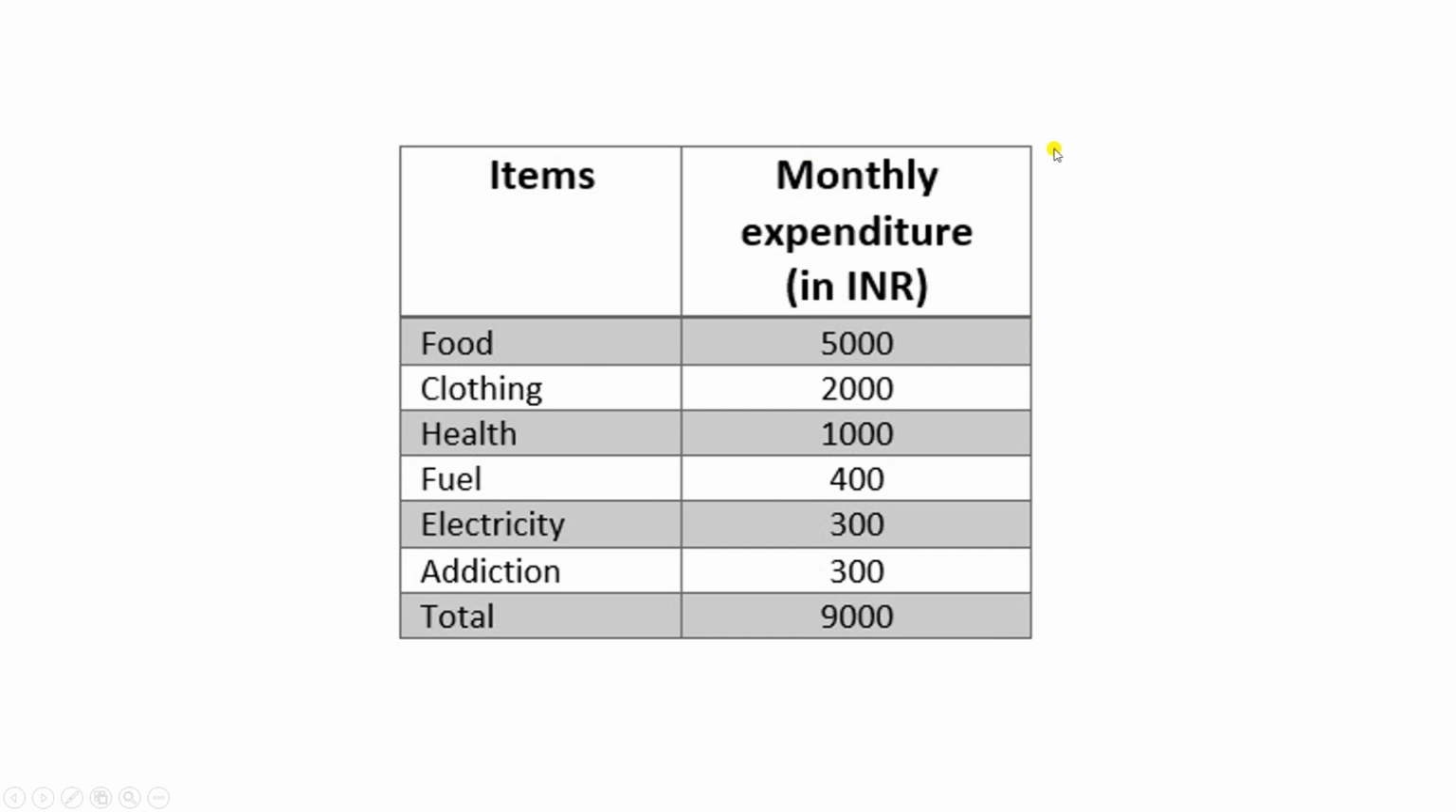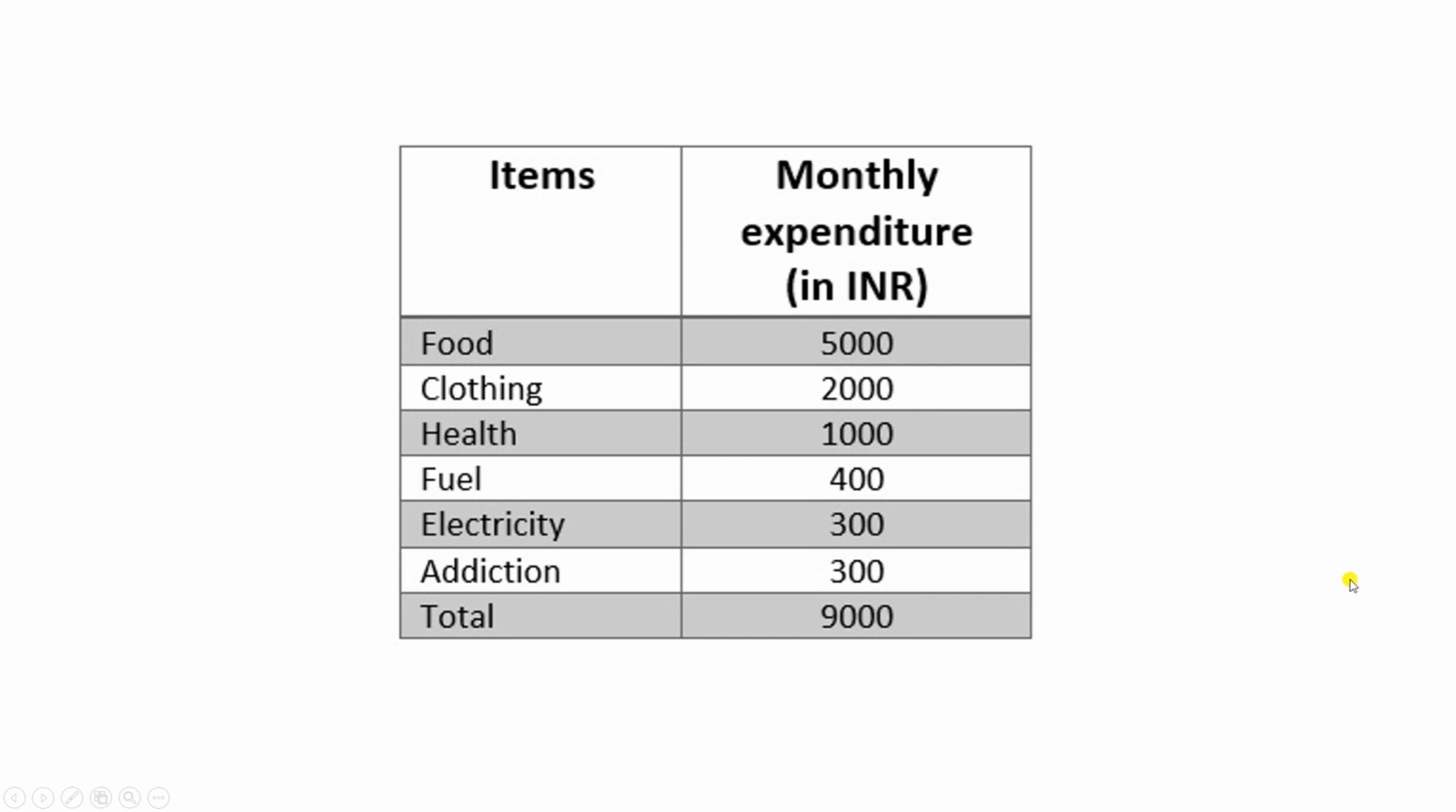We can also make another column here and mention the percentage, that means of total expenditure, what percentage has been spent on food, what percentage has been spent on clothing, etc. So, these vertical things are known as columns, horizontal things are known as rows.